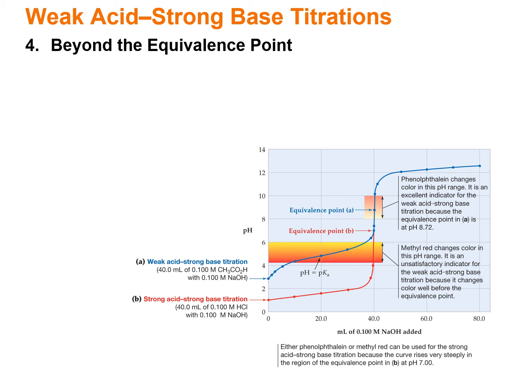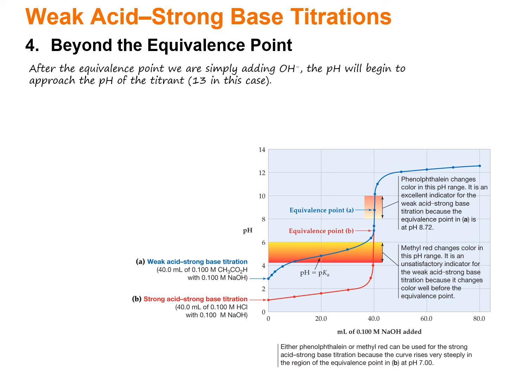Okay, moving to the area beyond the equivalence point. We've now neutralized all the acetic acid, so after that you're basically just adding hydroxide. It doesn't have anything else to neutralize in the solution, so that's the dominant thing that provides any hydroxide ions and changes the pH of the solution. If we're adding a 0.1 molar solution of sodium hydroxide, the pH will approach 13, as we figure out what the pH of that is. It should give us a pH of 13.